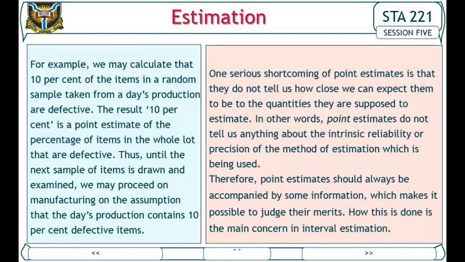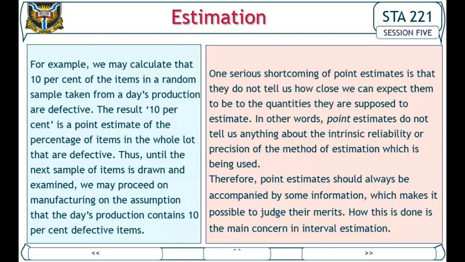estimate. For example, we may calculate that 10% of the items in a random sample taken from a day's production are defective. The result, 10%, is a point estimate of the percentage of items in the whole lot that are defective. Thus, until the next sample of items is drawn and examined, we may proceed on manufacturing on the assumption that the day's production contains 10% defective items.